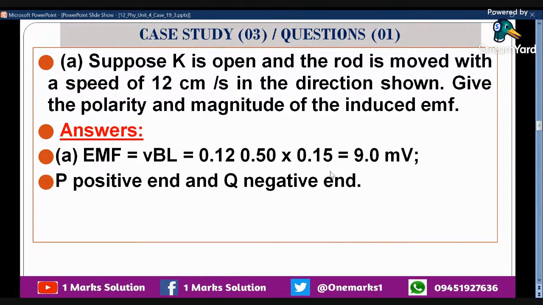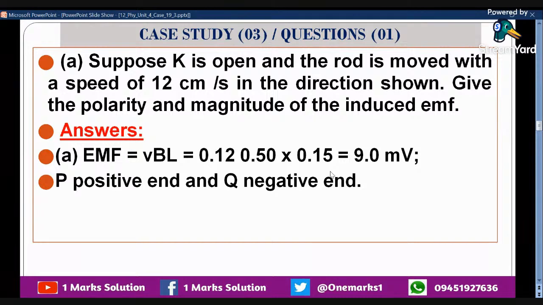Now, we can go for what is the polarity. Polarity means direction of the induced current. The rule which is used for induced current is Fleming's right-hand rule. You know that these fingers, forefinger, middle finger, and thumb represent different things. The forefinger always stands for magnetic field, the middle finger for induced current, and the thumb gives the direction of the force.